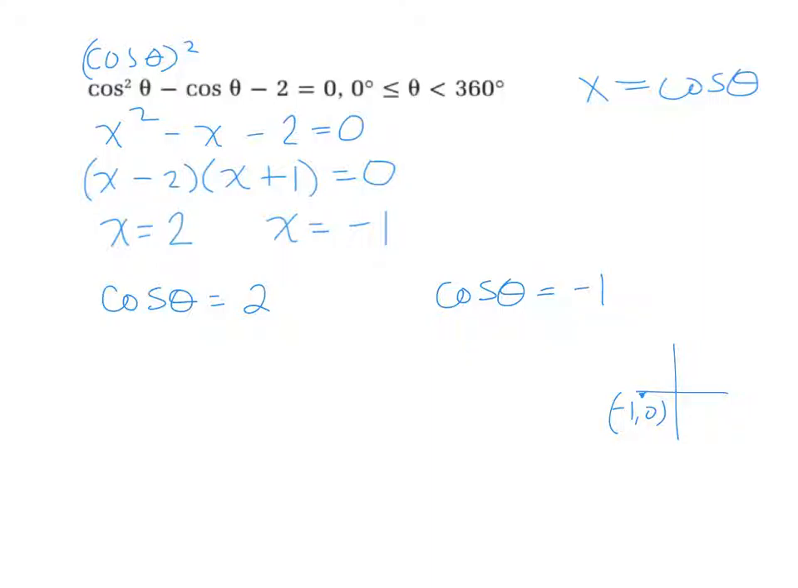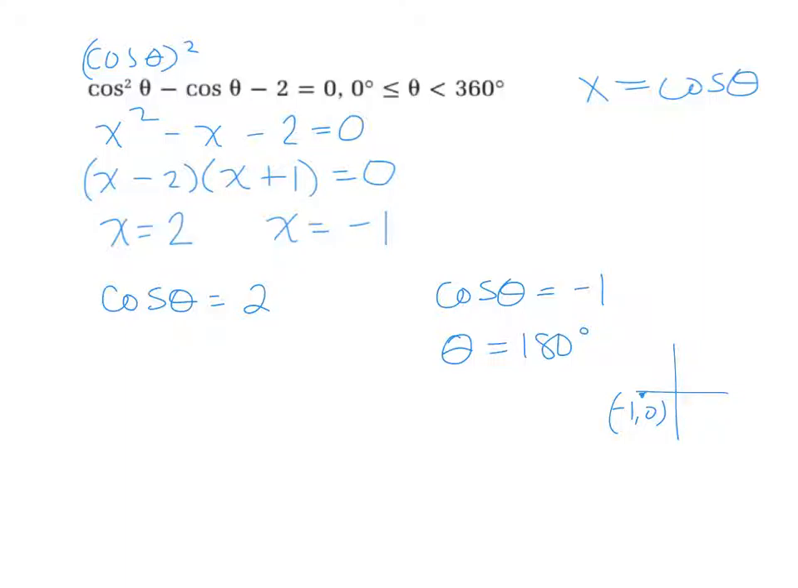Actually, this is asking us for between 0 and 360. So we're going to answer in degrees. What would theta equal? 180 degrees. And that's the only one between 0 and 360. 0 and 360 is one complete rotation.